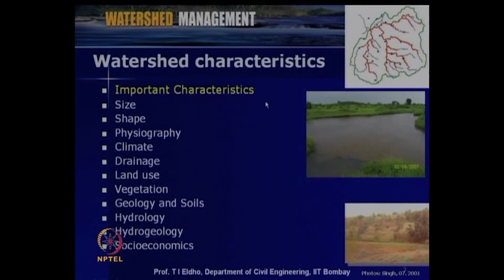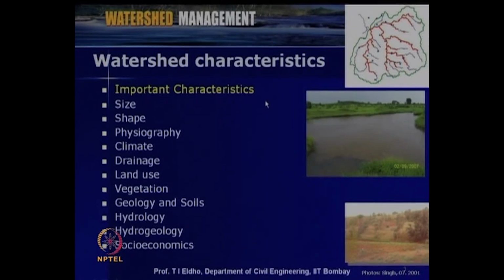When we are dealing with watershed management, we must consider the nature of the people living in that watershed area and their economic background, what kind of work they are doing or what kind of land use there is within that watershed. There are a number of characteristics which we have to identify and then quantify, so that we can utilize many of these parameters, especially in watershed modeling or watershed management.